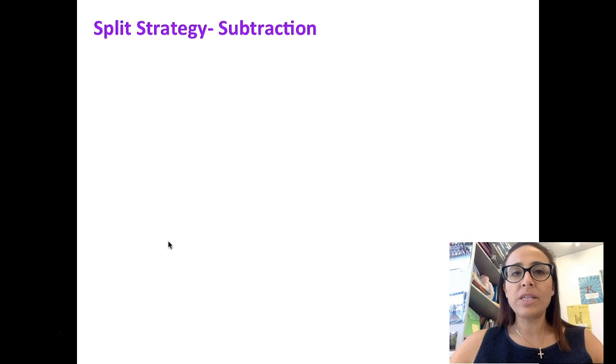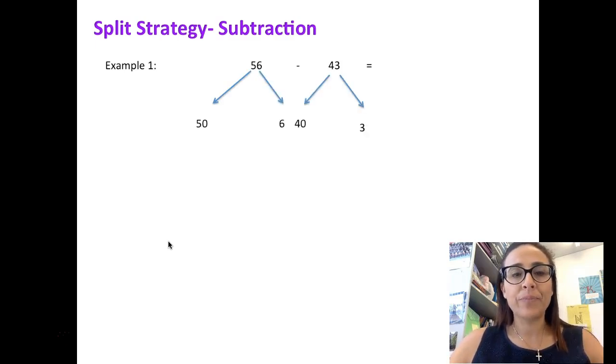Now for subtraction. Again, it follows very simple steps. 56 minus 43 equals. Like addition, you need to break this number into its place value. 50 and 6, 40 and 3. Again, these numbers could be represented like this. 50 and 6, 40 and 3.